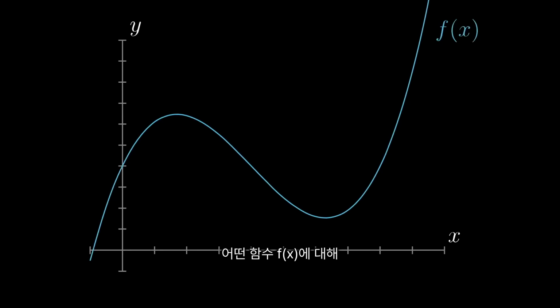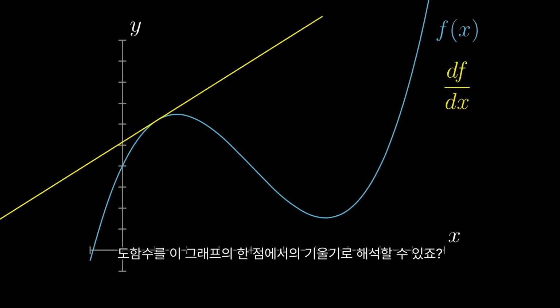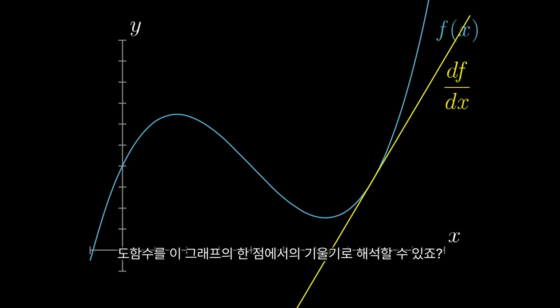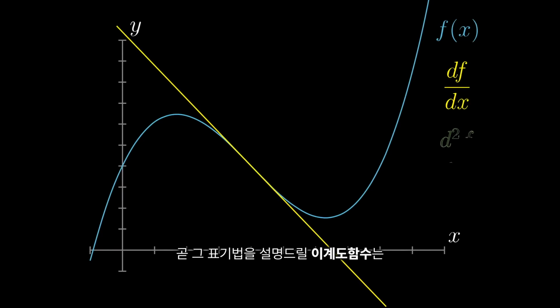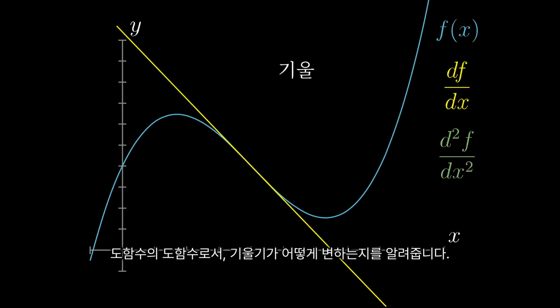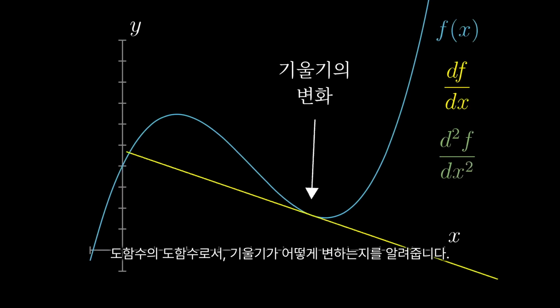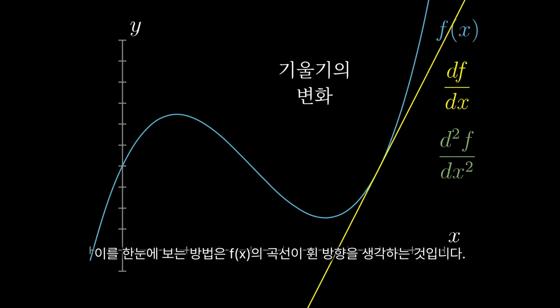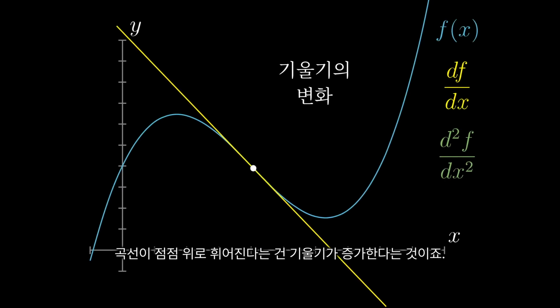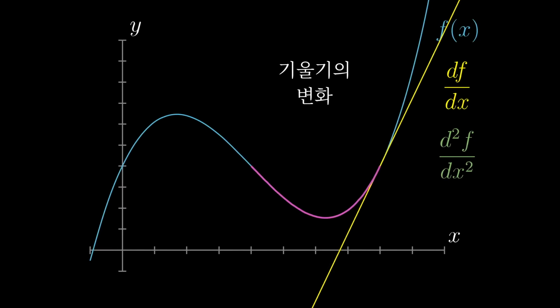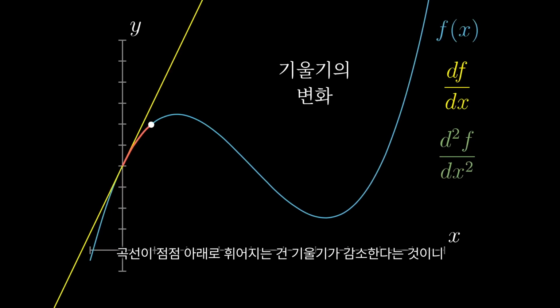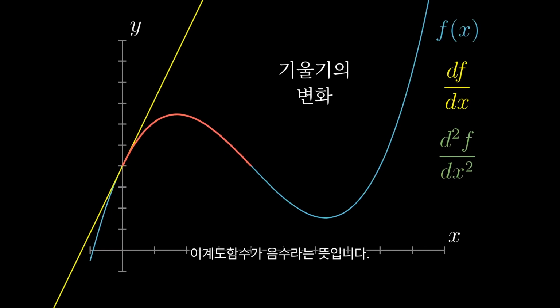Given some function, f of x, the derivative can be interpreted as the slope of this graph above some point, right? A steep slope means a high value for the derivative, a downward slope means a negative derivative. So the second derivative, whose notation I'll explain in just a moment, is the derivative of the derivative, meaning it tells you how that slope is changing. The way to see that at a glance is to think about how the graph of f of x curves. At points where it curves upwards, like this, the slope is increasing, and that means the second derivative is positive. At points where it's curving downwards, the slope is decreasing, so the second derivative is negative.